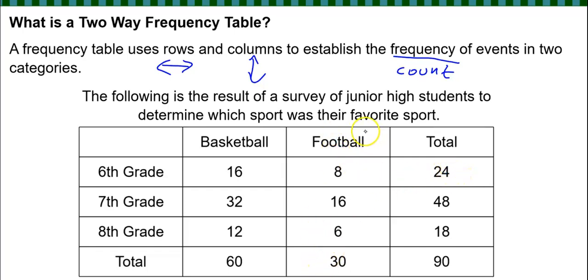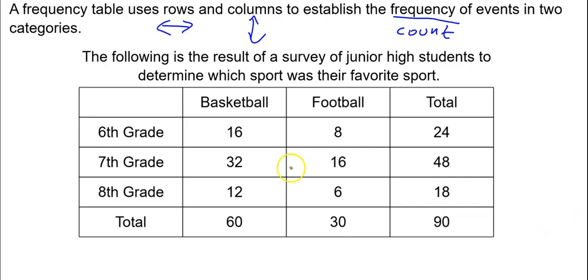If you look down here, if we read it in columns, for football, 8 sixth graders said it was their favorite, 16 seventh graders said it was their favorite, and 6 eighth graders said it was their favorite. And 30 people said football was their favorite. So that's how we read it. We read it in rows and in columns.